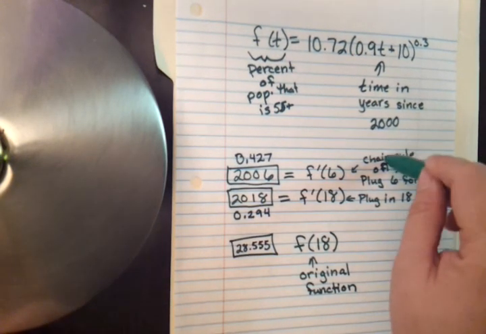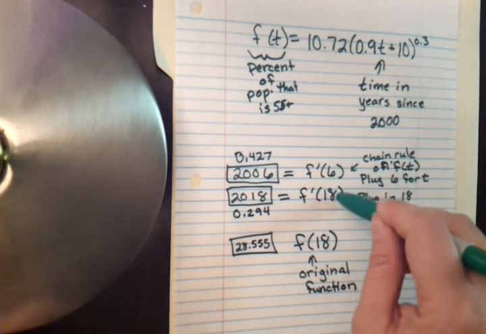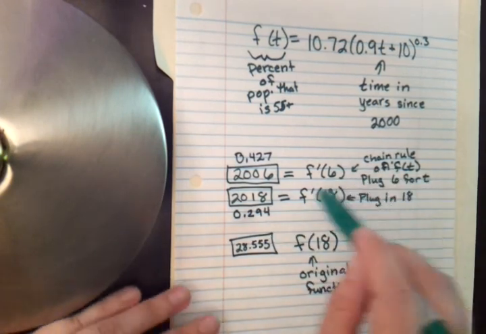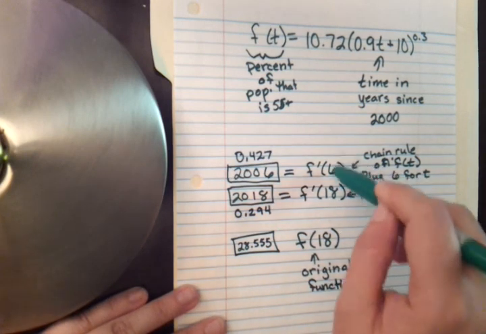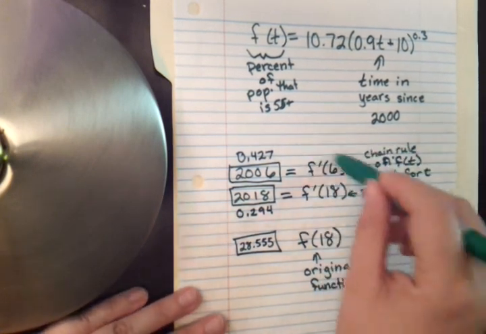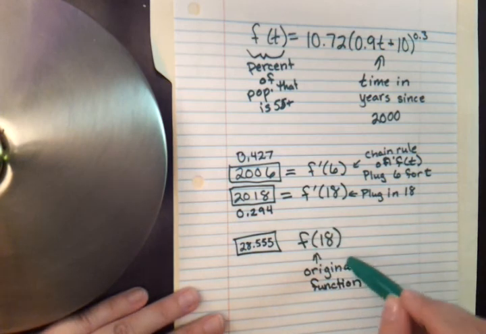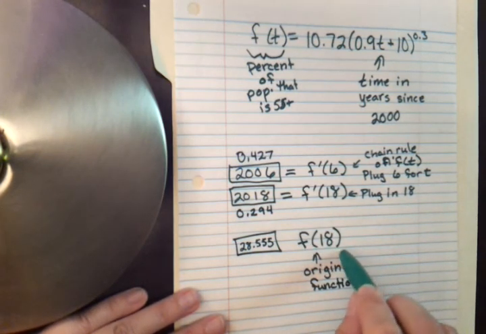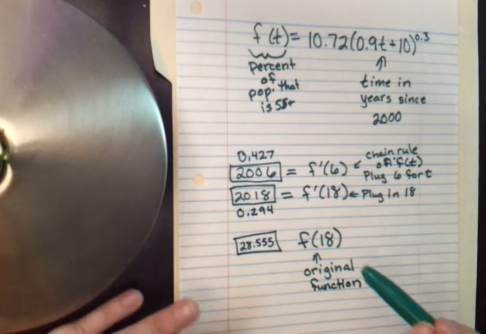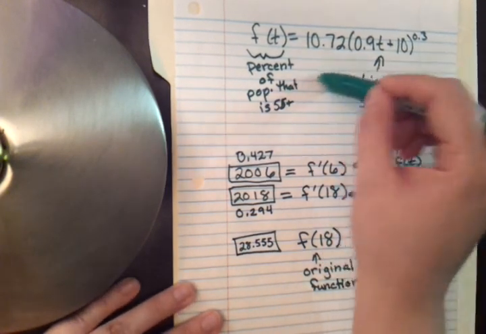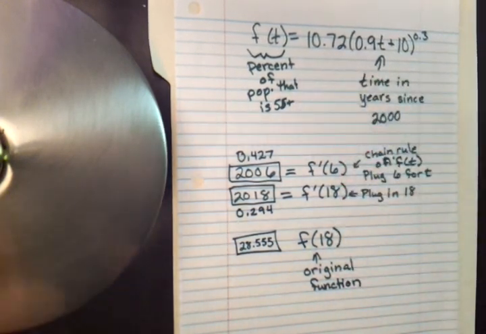So chain rule, plug in the values that are the years since 2000. So if you have like 2005 and 2015, you're going to plug in a 5 and a 15. In this case, it's 6 and 18. And then the last step is to plug that 18, or whatever they're asking for, in this case mine was 18, yours might be something else, back into the original function and solve. And that will be the answer to your question.